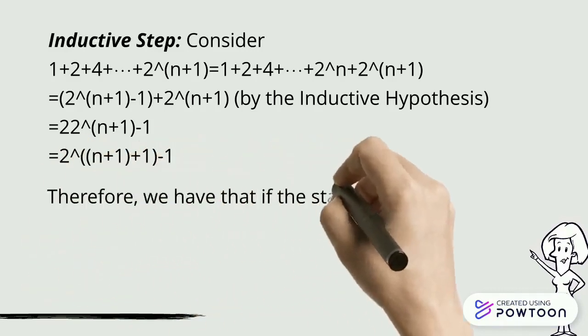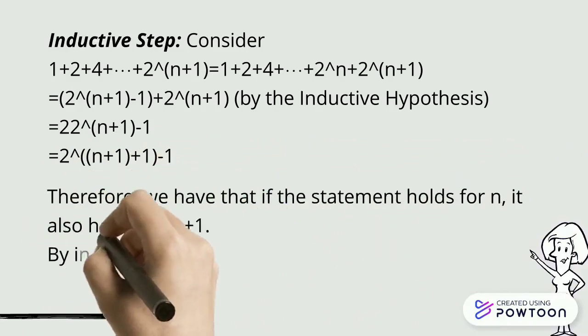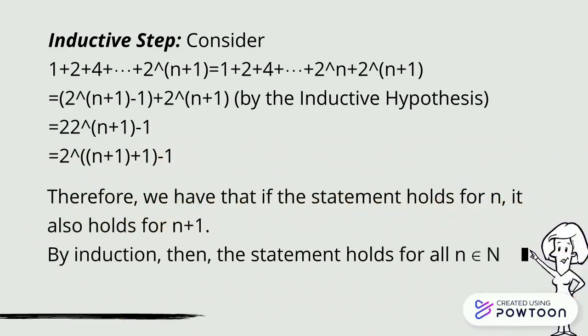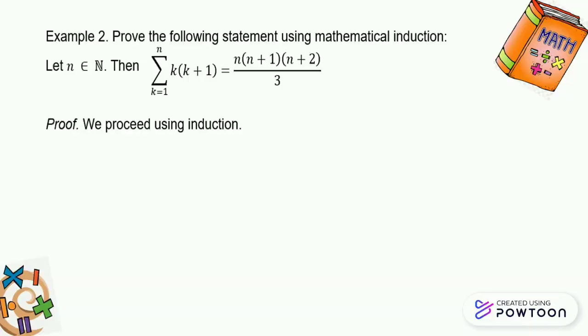So therefore, we have proved that the statement holds for n and it also holds for n + 1. And by induction, the statement holds for all n, an element of the natural numbers. Now let's look at example number 2. Prove the following statement using mathematical induction. Let n be an element of the natural numbers, then the summation of k(k + 1) is equal to n(n + 1)(n + 2)/3. Proof. We proceed using induction.